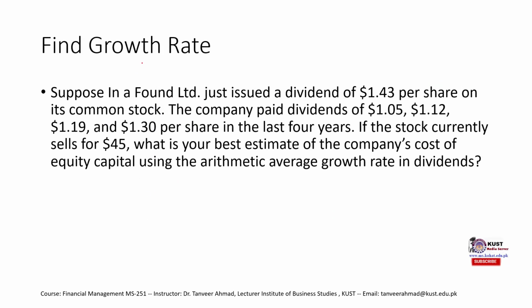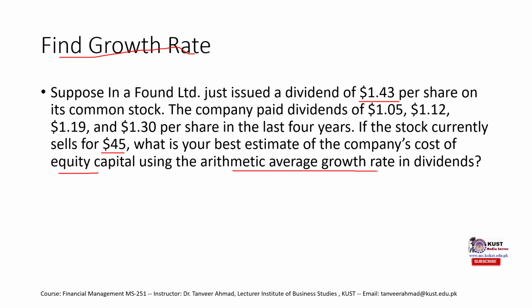Moving to the next example, and this example is related to finding the growth rate. If the growth rate is not given in the question, how do you find the growth rate? So suppose this ABC Corporation just issued a dividend of $1.43 per share on its common stock. The company paid a dividend of 1.05, 1.12, 1.19, 1.30 per share in the last 4 years. So these are previous dividends. If the stock currently sells for 45, what is your best estimate of the company's cost of equity capital using arithmetic average growth rate?